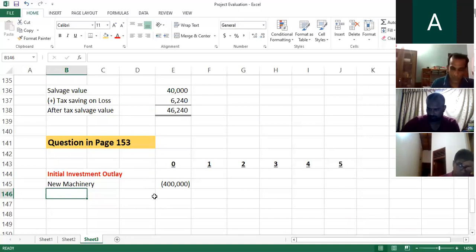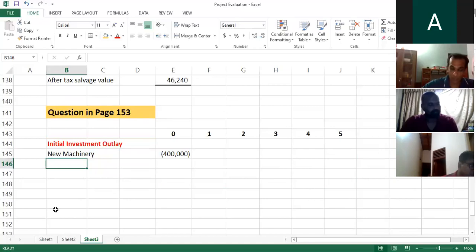Then the next point. The new product will be manufactured in a factory which is already owned by the company. The factory originally cost 150,000. What is the relevant amount we have to use here? No, it is not relevant. Why? The factory was already constructed, so this 150,000 is not a relevant cost. It is not incremental. Whether this project starts or not, the factory is there. Therefore, 150,000 is not relevant.